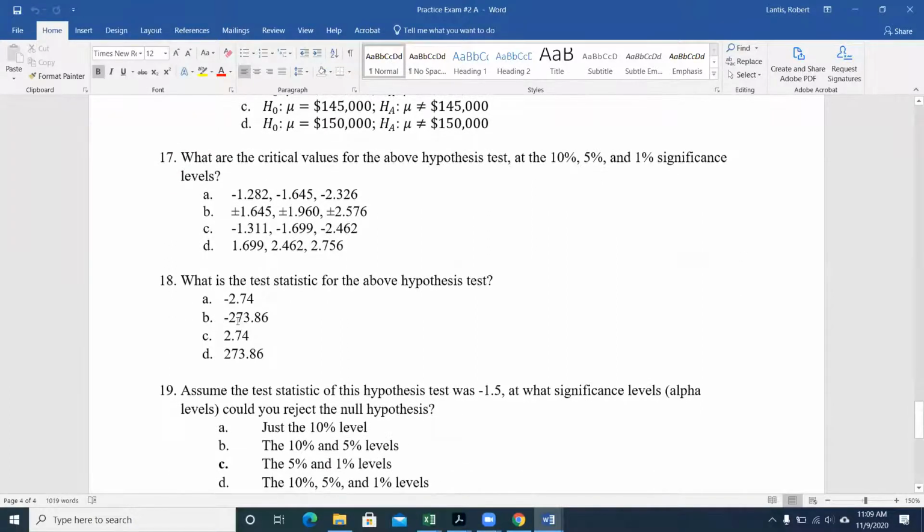You can then find the test statistic, but if I ask you about a rejection decision, I'll give you an assumed true test statistic.